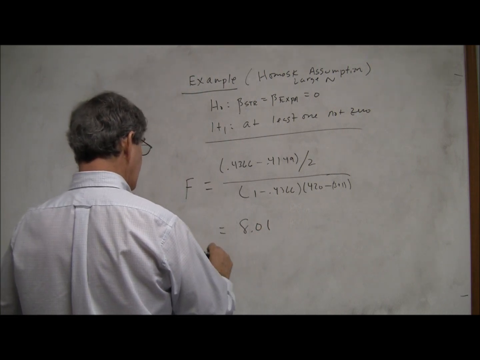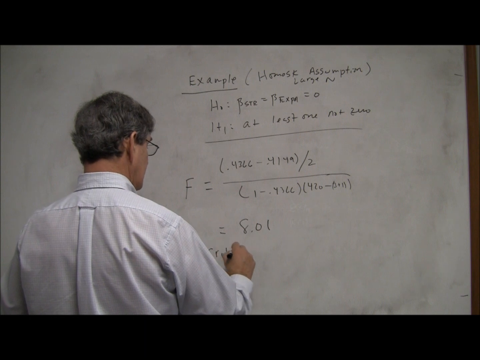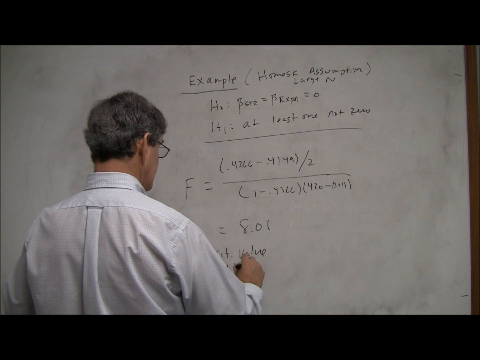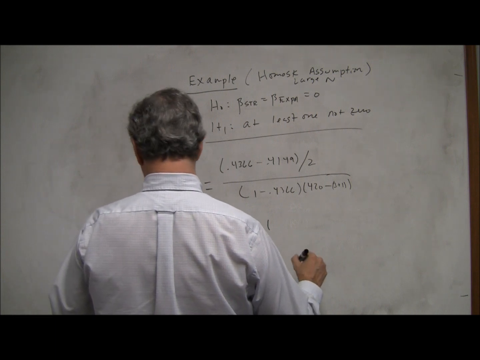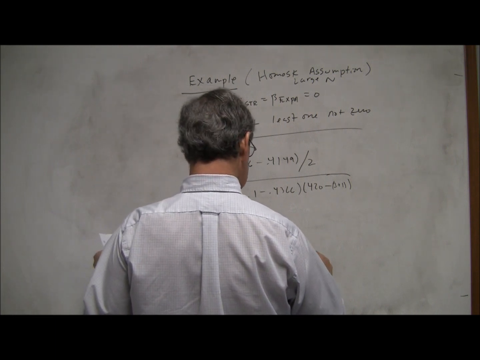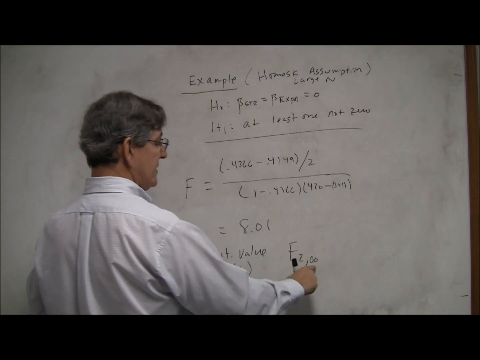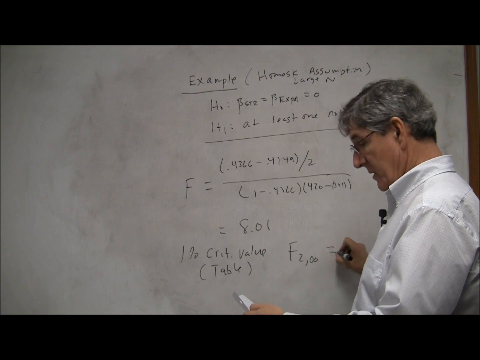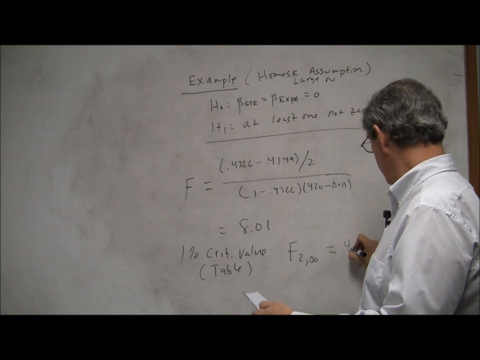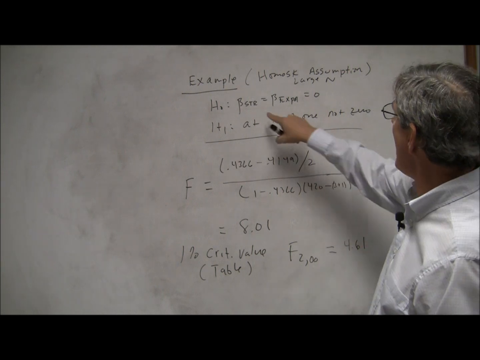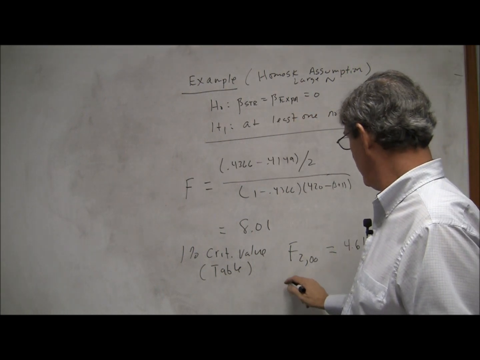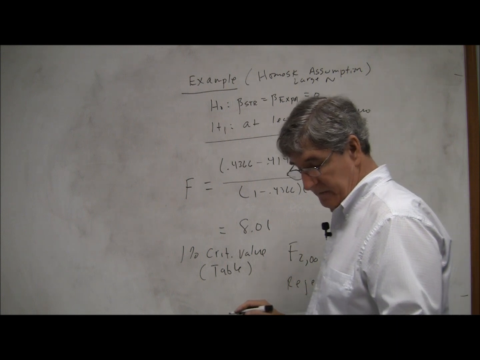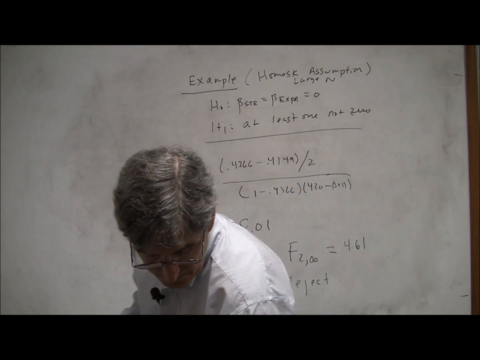The 1% critical value from the table is F of 2, infinity, because there's two restrictions and we have the large sample assumption, and it is equal to 4.61. So we would reject that these are jointly 0 at the 1% level of significance. Okay?